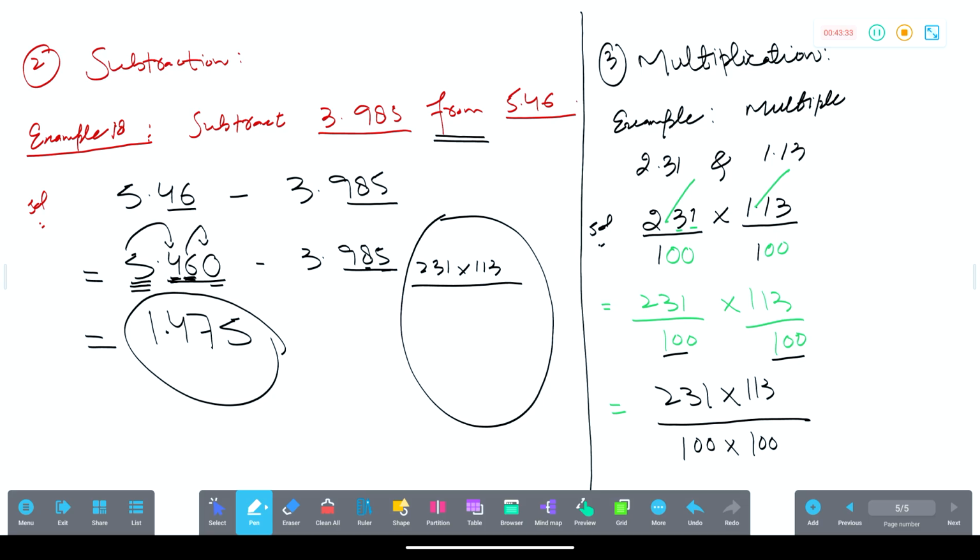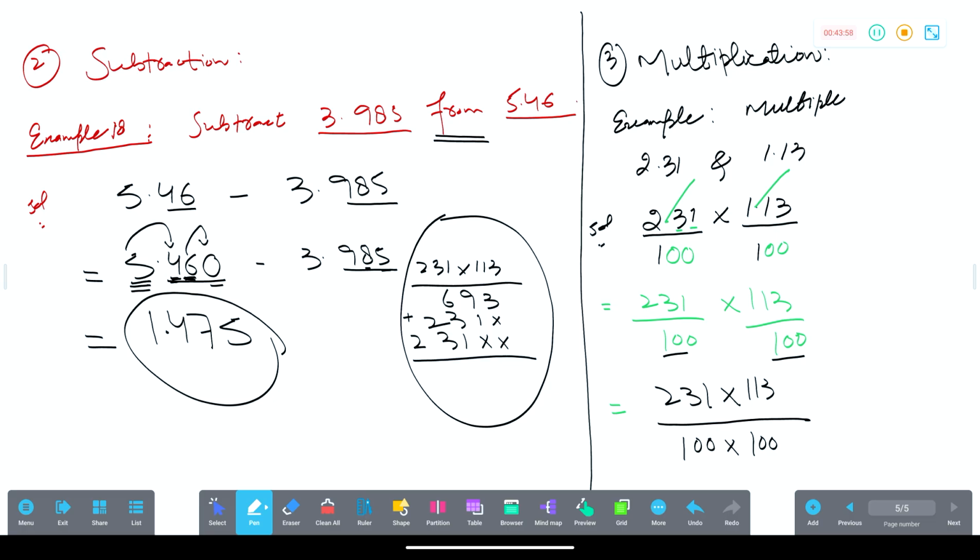Starting from 3, multiplying with all of 231: 3 1s are 3, 3 3s are 9, 3 2s are 6. Then starting from the second digit, you have to put the cross on the ones place: 1 1 is 1, 1 3s are 3, 1 2s are 2. Now how many crosses? 2 crosses because of the hundreds place digit: 1 1 is 1, 1 3s are 3, 1 2s are 2. Now what will happen to these numbers? We have to add them.